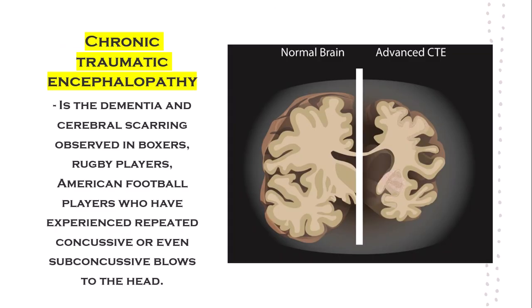Chronic traumatic encephalopathy. It is the dementia and cerebral scarring observed in boxers, rugby players, and American football players who have experienced repeated concussive or even subconcussive blows to the head.